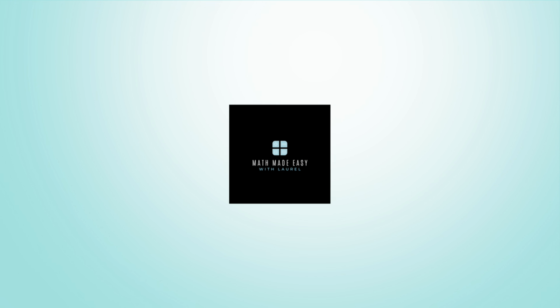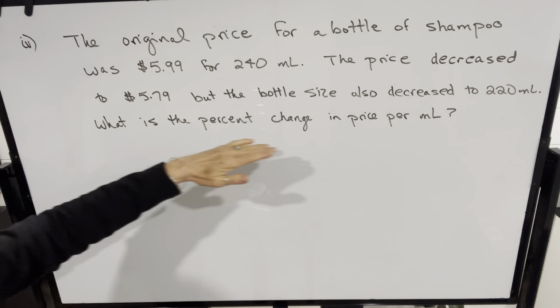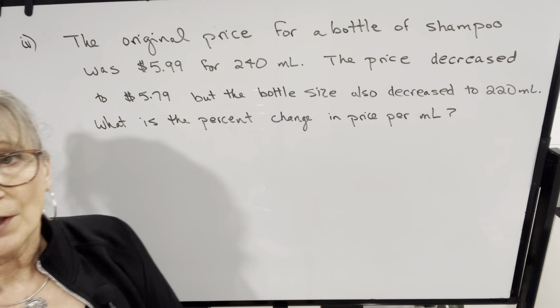This next example is from the J. Oliver textbook, Business Math, a Step-by-Step Approach, and it illustrates that you need to look at more than just the price when you're making comparisons in some cases. So it says the original price for a bottle of shampoo was $5.99 and the bottle size was 240 milliliters. The price decreased to $5.79, but the bottle size also decreased to 220 milliliters. So we want to calculate what's the percent change in the price per milliliter, not the price per bottle.